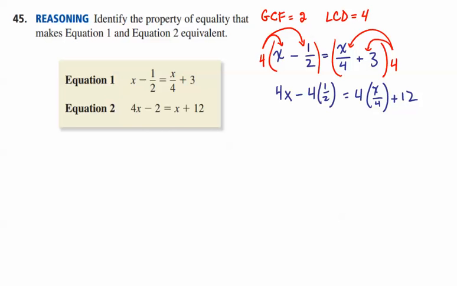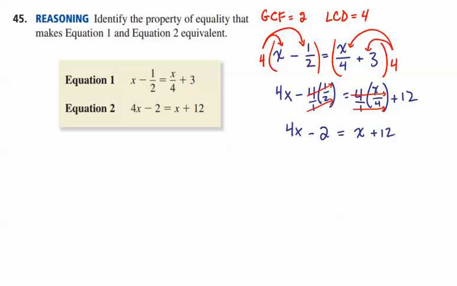So 4/2 is the same as 2 wholes, and we can see that with fractions we multiply across and we would get 4 divided by 2, which is 2, so 4x minus 2. And on the other side, if we were to multiply across again, we would get 4 times x, which is 4x, over 1 times 4, which is 4. 4x over 4 is just x plus 12.